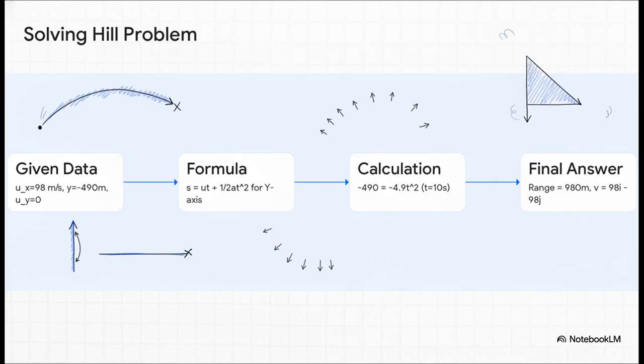Using the first kinematic equation for the vertical drop over those 10 seconds, we get minus 98. So our final hitting velocity vector is simply 98i minus 98j.